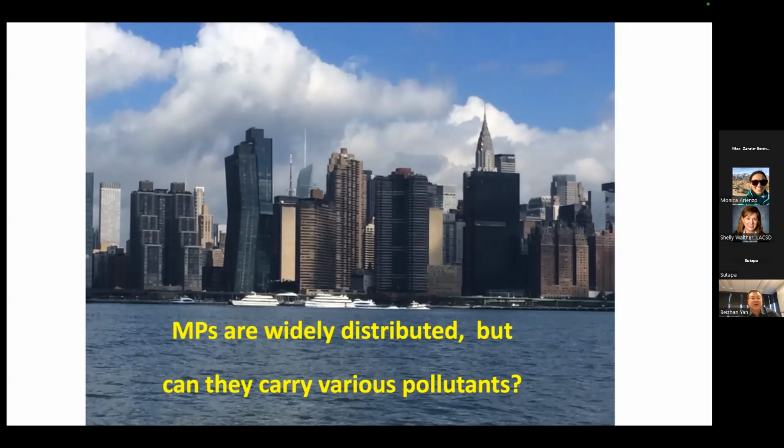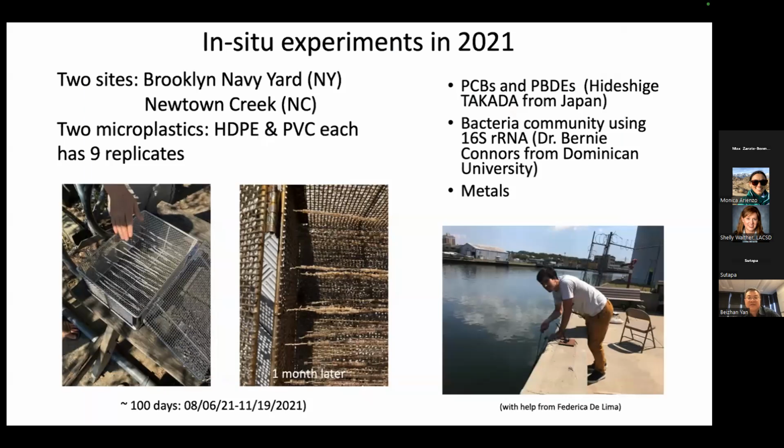So that's why we deployed these in situ experiments. We did this in 2021, and we deployed the test at two sites: one is Brooklyn Navy Yard, one is Newtown Creek. At each site, we used two stainless steel baskets, and in each basket we put pellets inside.